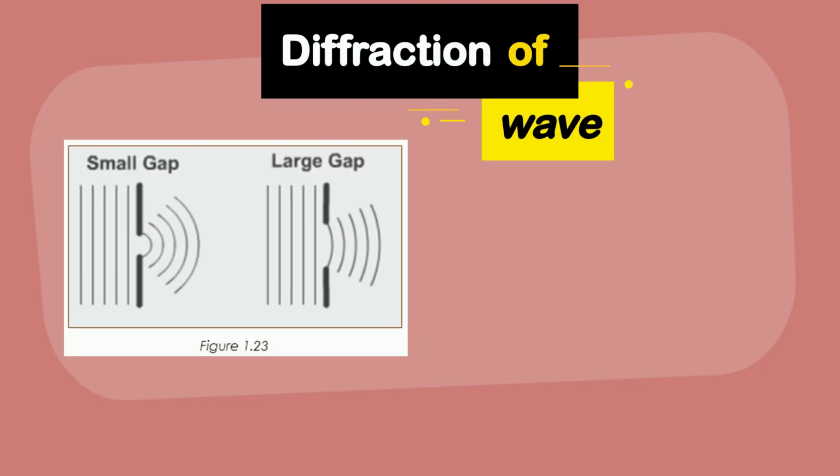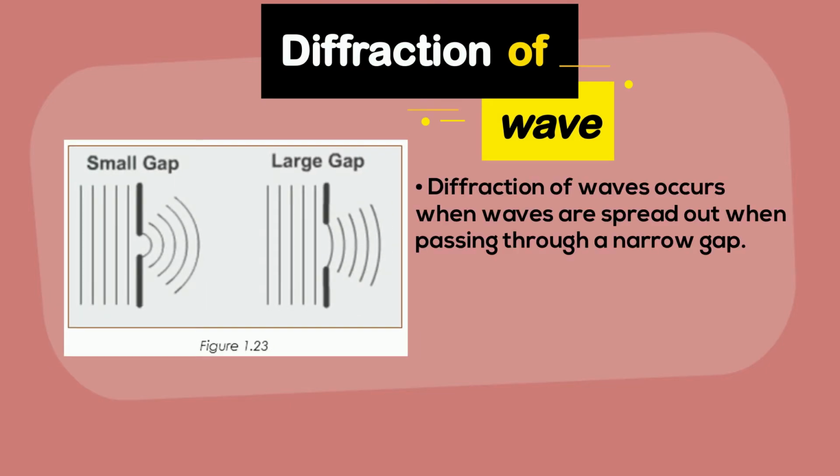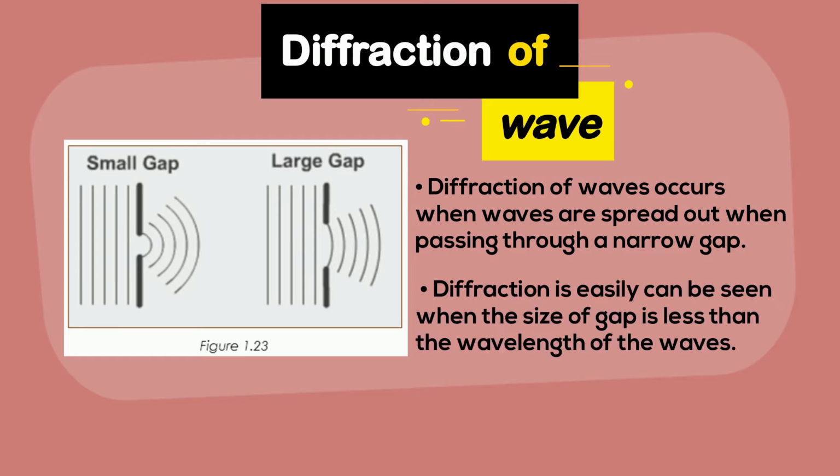Welcome to part 2 of the wave lesson. Diffraction of waves. Diffraction of waves occurs when the waves are spread out when passing through a narrow gap. Diffraction can easily be seen when the size of the gap is less than the wavelength of the waves.